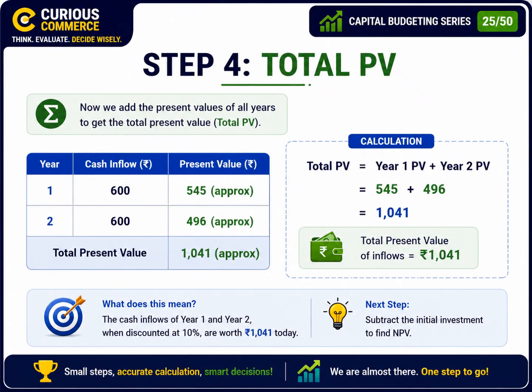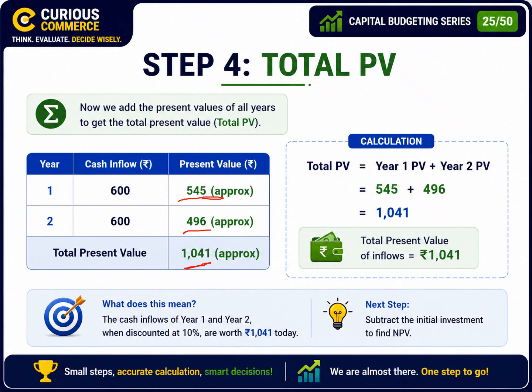Present values. The first year present value is approximately 545, and the second year present value is 496. The total PV is 545 plus 496, which is 1041. This means the total present value of future cash flow is 1041 rupees only. Remember, this is not profit yet. This is only the present value of inflows. We still need to compare it with the investment.